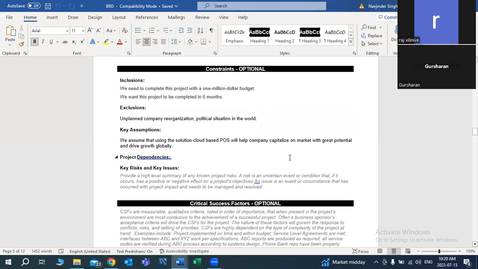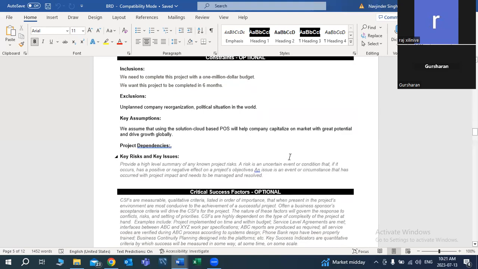Next, after that, constraints. What are the possible constraints to develop the project? And exclusions, inclusions, right? What are to be included, what are to be excluded in scope and out of scope. Followed by this, what are the key assumptions? What are the assumptions we have to consider to develop the project? If yes, what are those key assumptions?